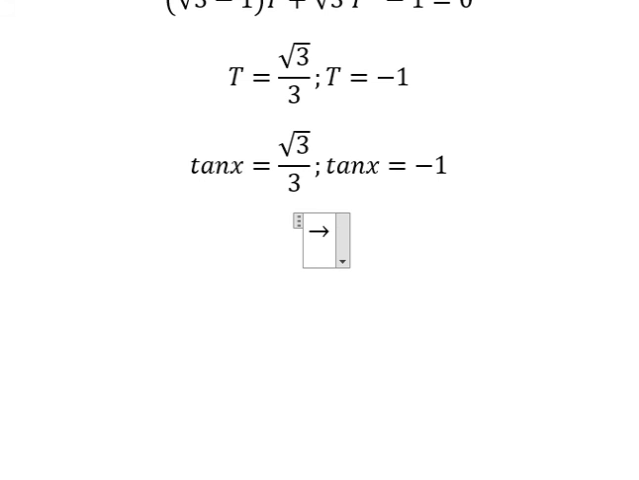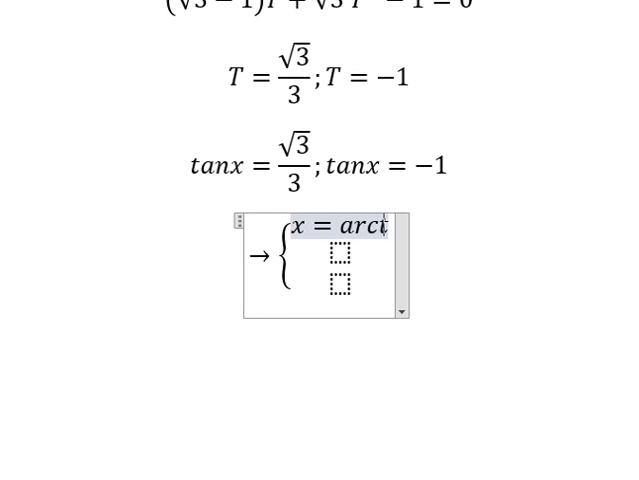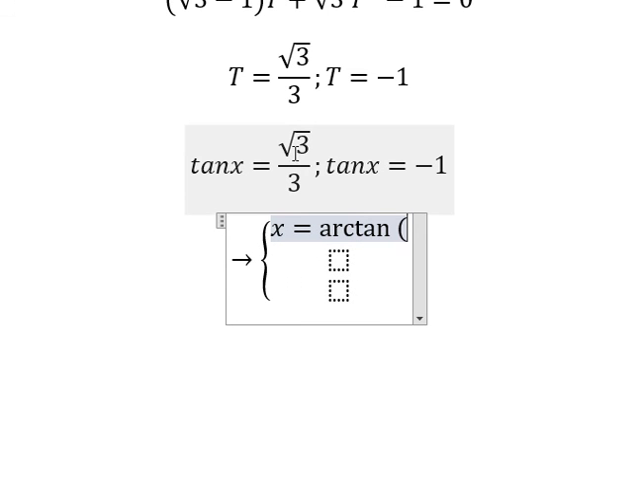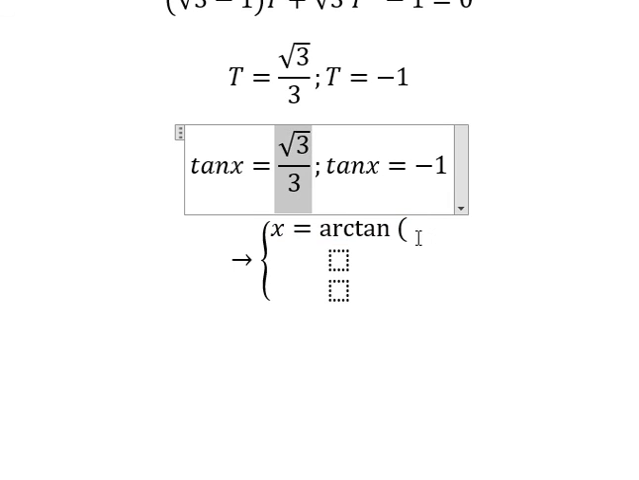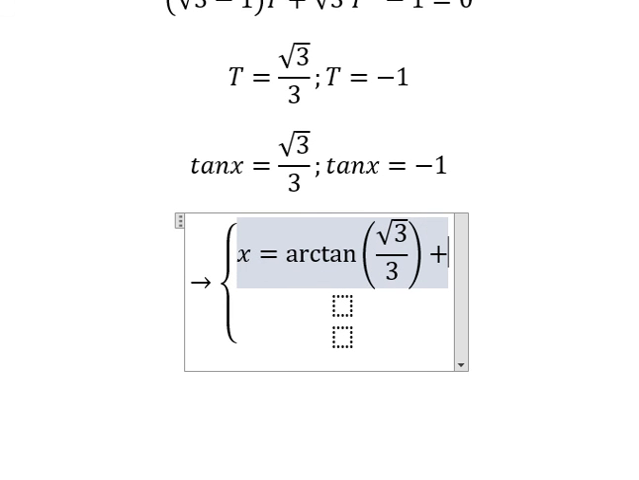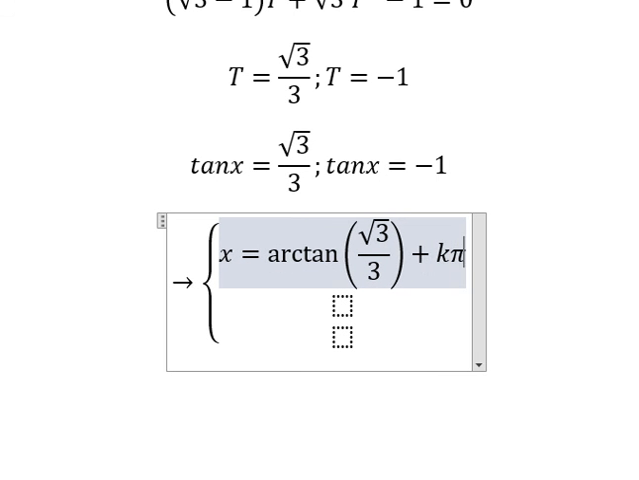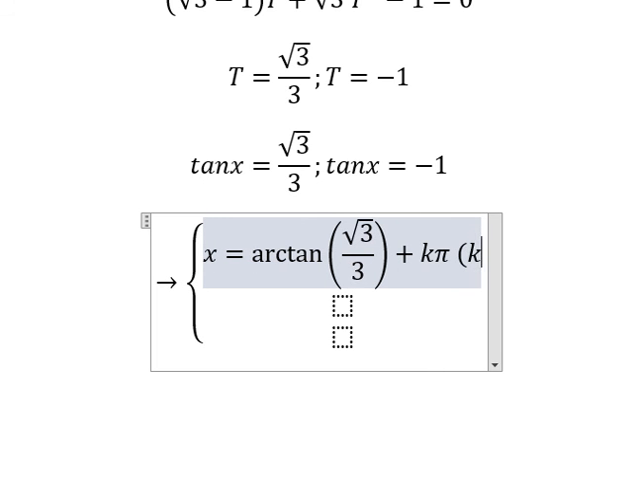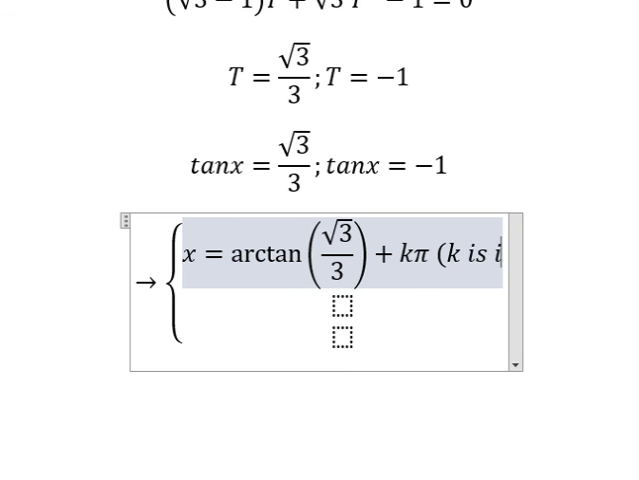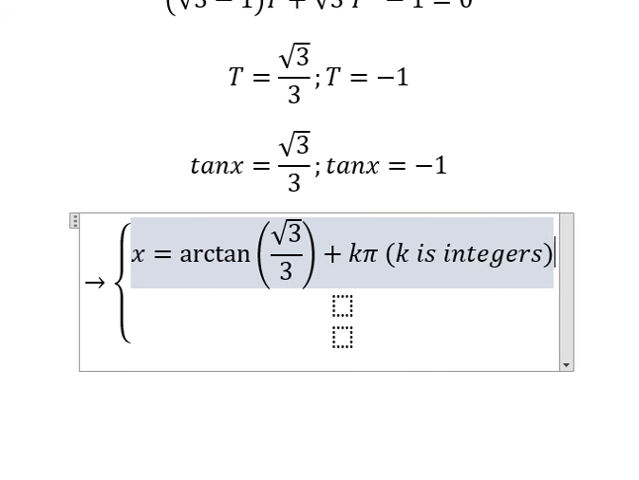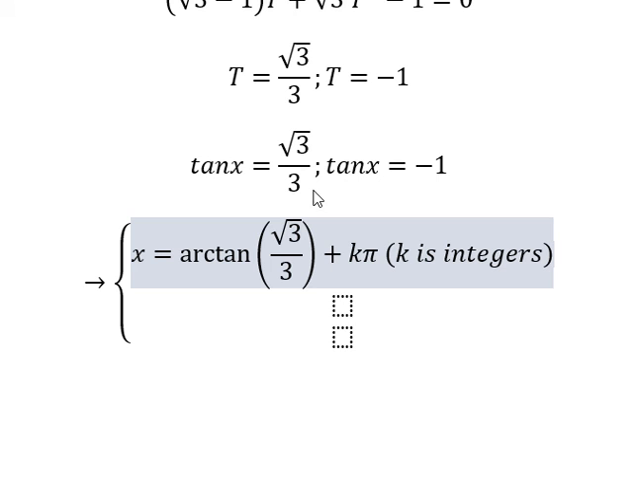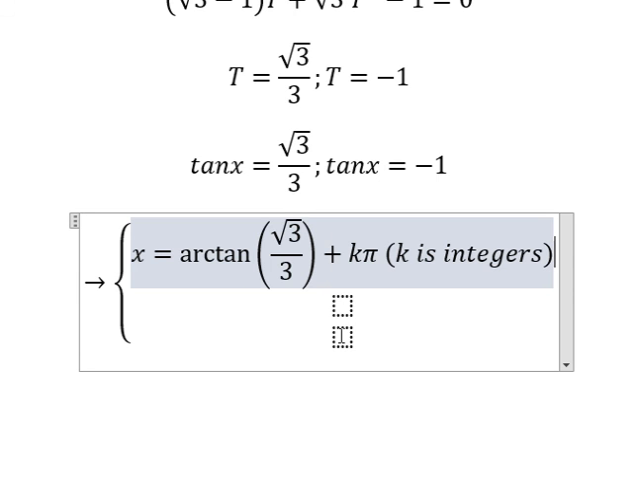We have 3 solutions. x equals arctan of the square root of number 3 over 3 plus kπ, k is an integer. Sorry, we have only 2, so I don't need to write this one in here.